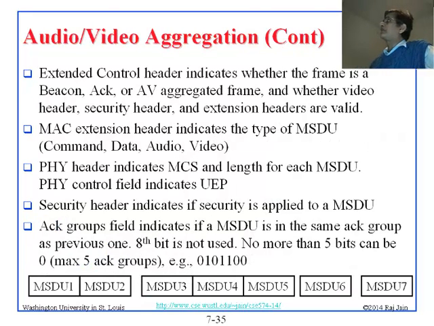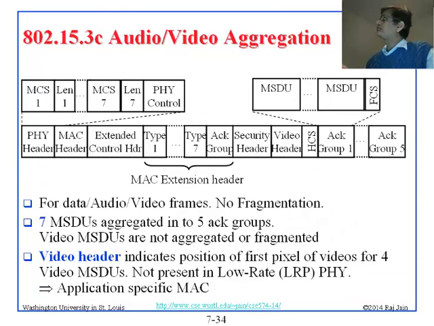So extended control header indicates whether the frame is a beacon, ACK, or AV aggregated frame. Whether video header, security header, and extension header are valid. So it is quite possible that none of these are video. In that case, you don't really have a real video header, and so these are nulls. And so there is a bit here in the extended control header, which will say that okay, these bits are not meaningful.